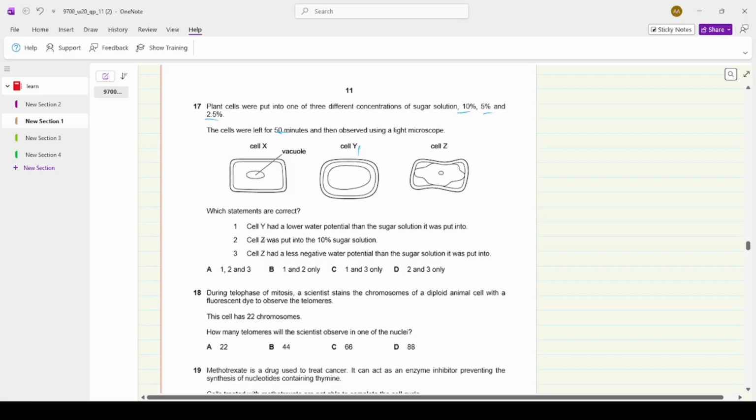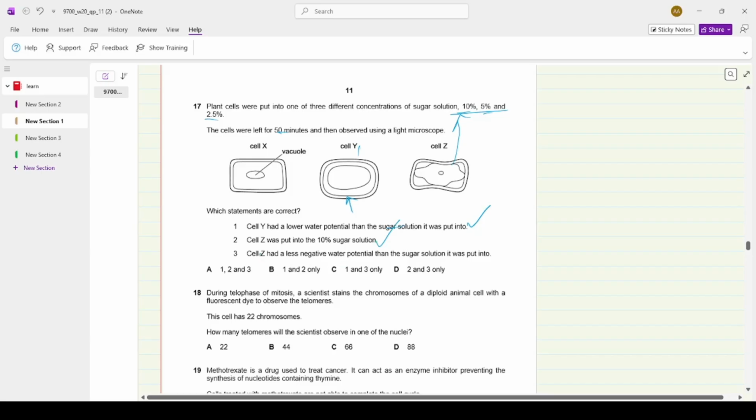Let's think about that. Cell Y had a lower water potential than the sugar solution it was put into. Yes, I believe so, because that's why it is gaining water. So water moved from the sugar solution to the cell, and that's how it became turgid. Then number two, cell Z was put into 10% sugar solution, because when we look here, 10% is the highest concentration. So it means that this solution had less water potential. So this cell lost water to the solution. So this makes sense also.